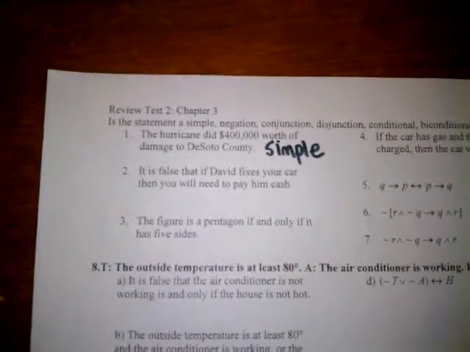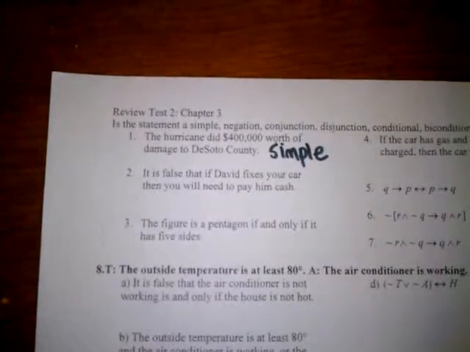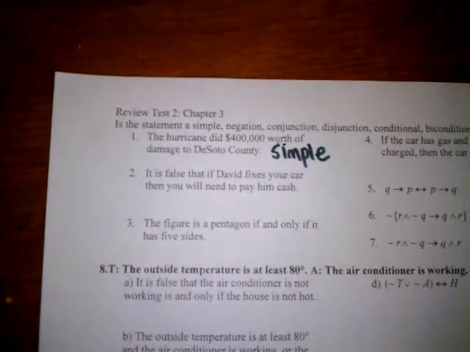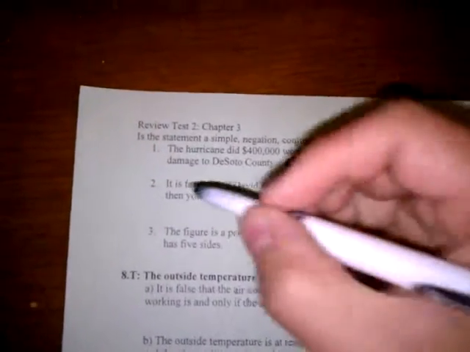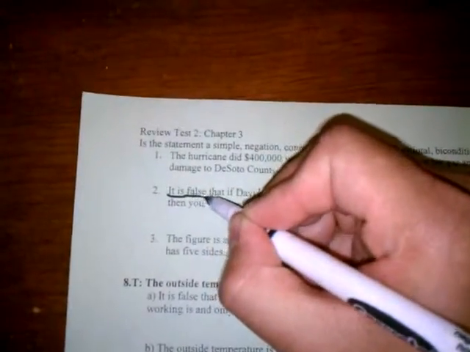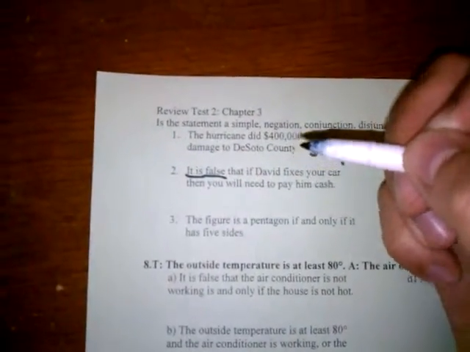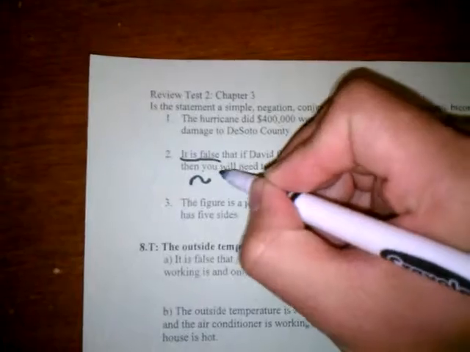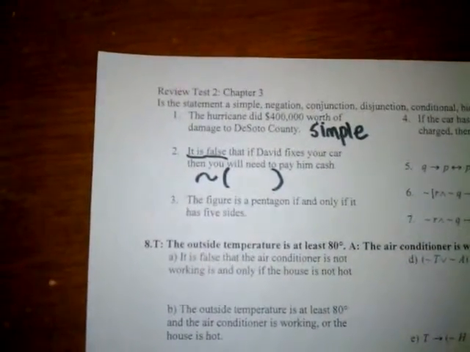Now for question 2, it says that it is false that if David fixes your car, then you will need to pay him cash. So you have to write this in symbolic form. Every time you have the words "it is false," sometimes also "it is not true," we always will have a negation and a parenthesis.